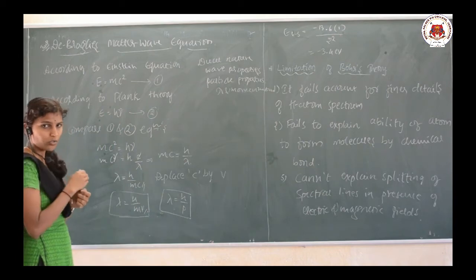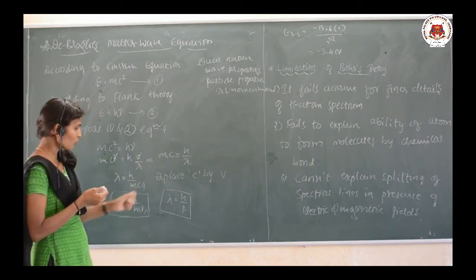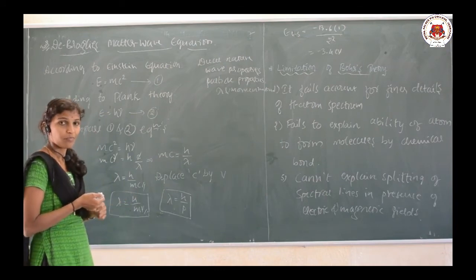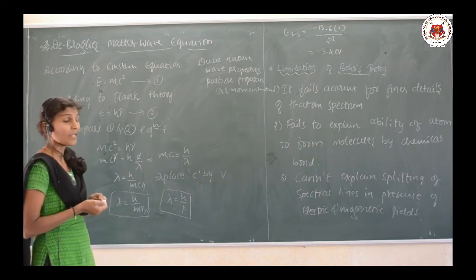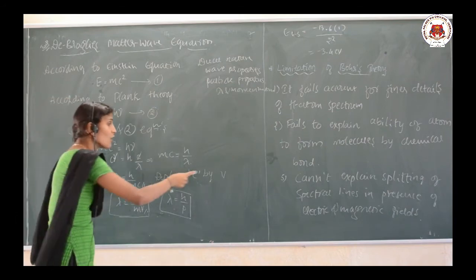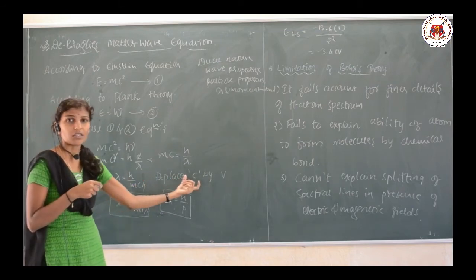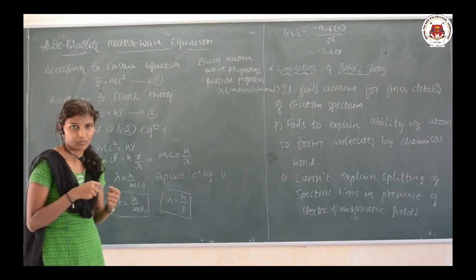Now, I want to separate out the term lambda. So, what will it be? Lambda is equal to h upon mc, but it is applicable to a particle or an electron that is moving with velocity v. So, you have to replace the term c by v.